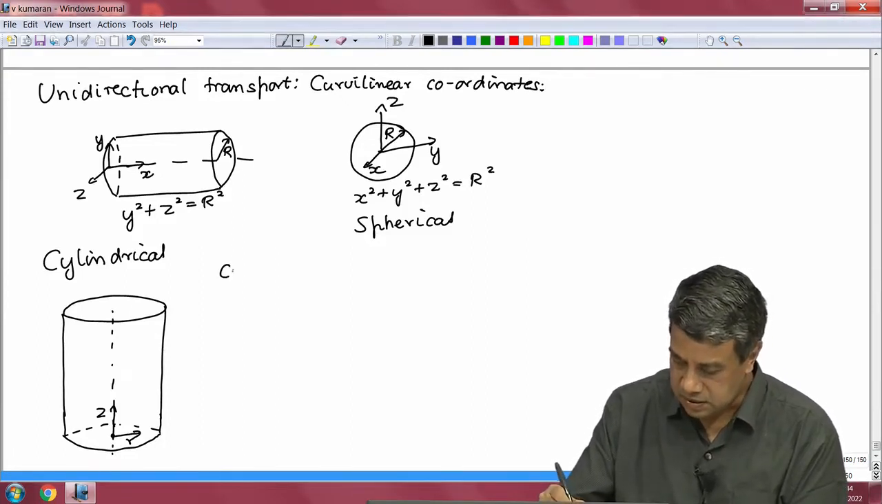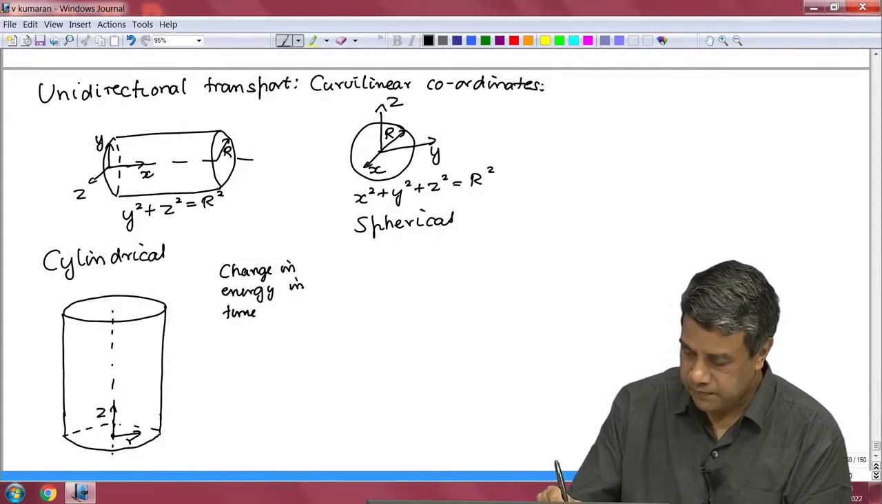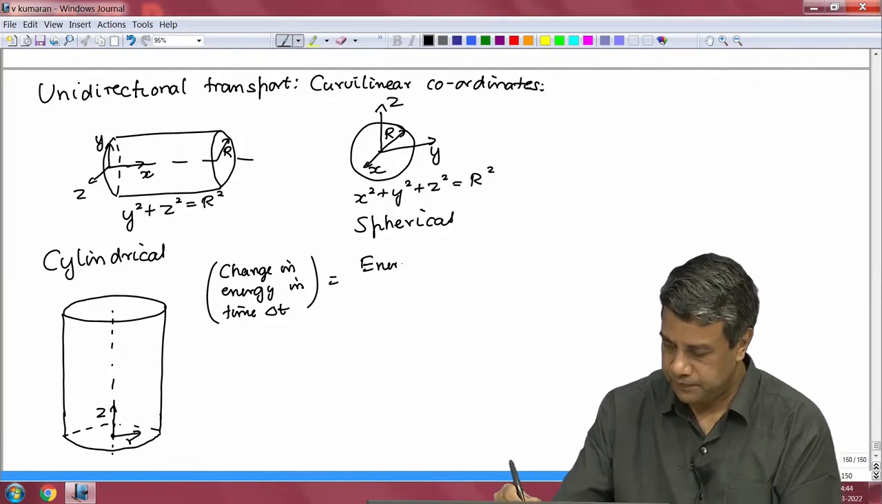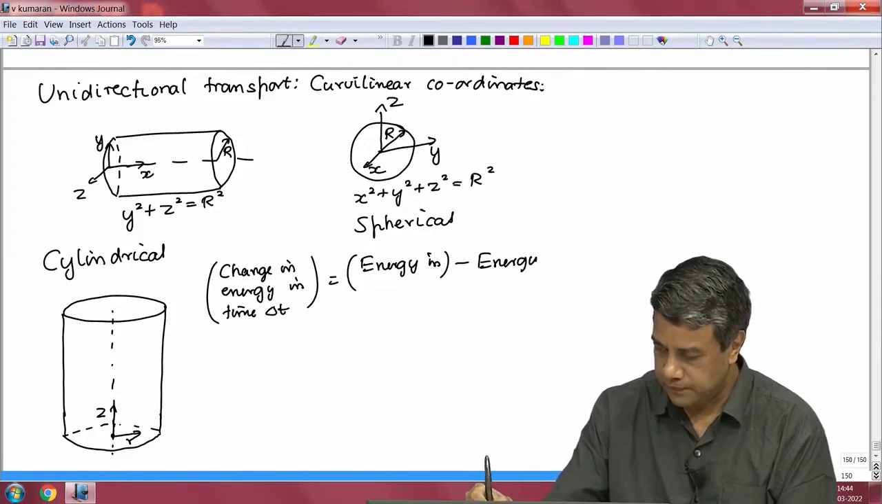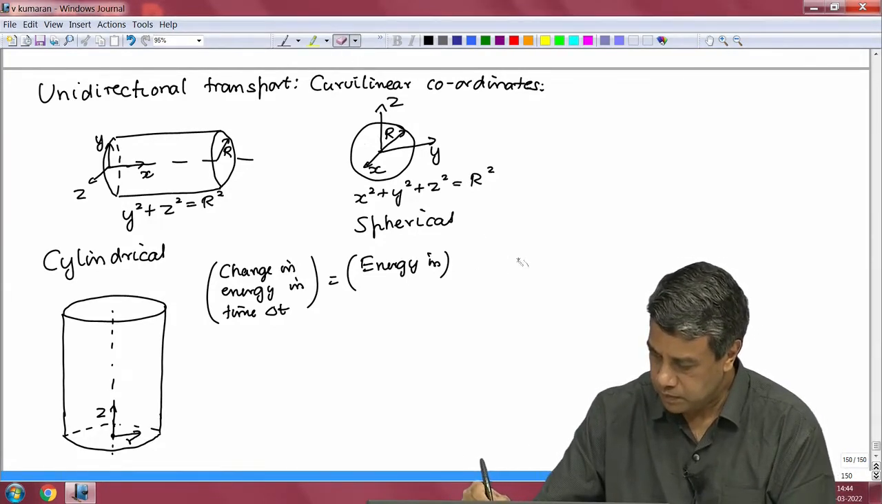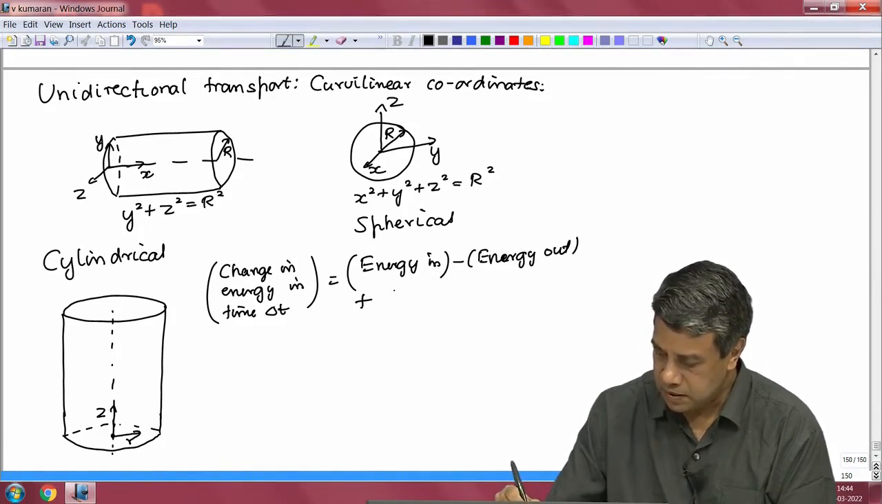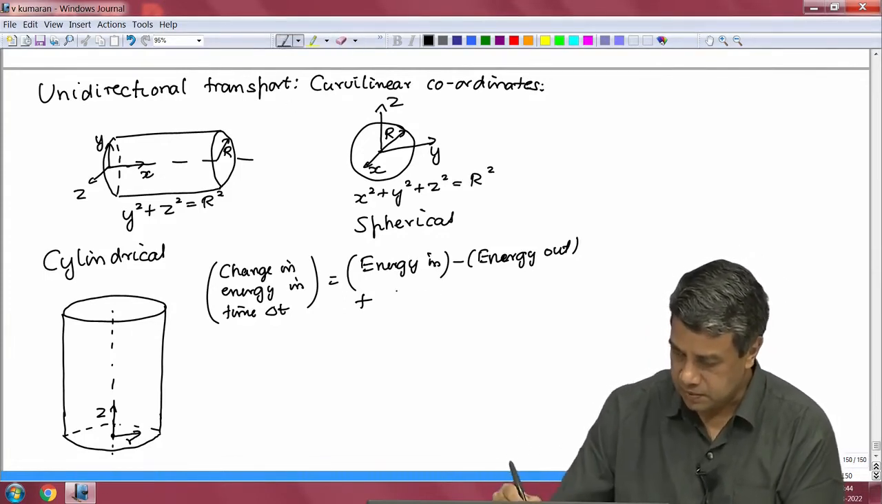Change in energy in time delta t is equal to energy in minus energy out plus any source or sink of energy. I will write this as production.